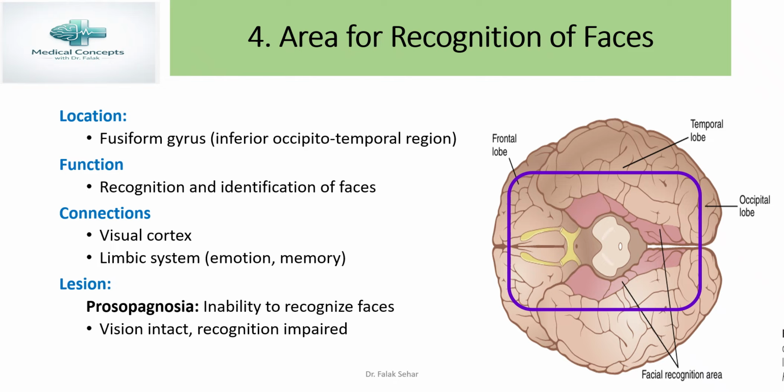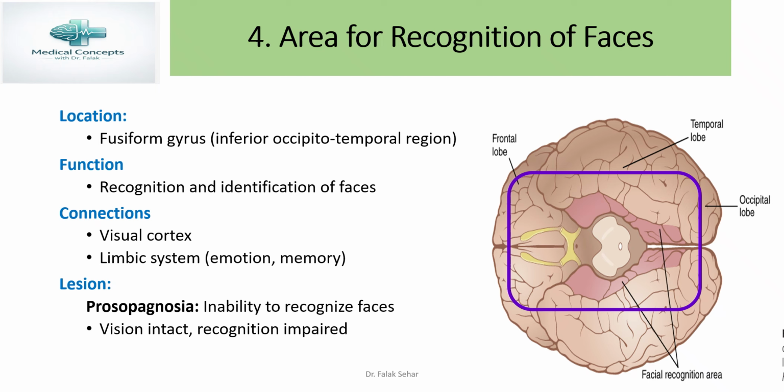Next, we have the area of facial recognition. This is the fourth and the most important association area, but it is present at the base of the brain. Where is it located? It's located in the fusiform gyrus of the occipito-temporal region, and is responsible for recognizing faces.